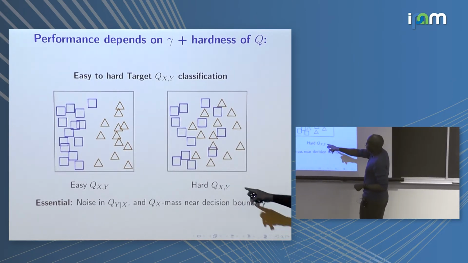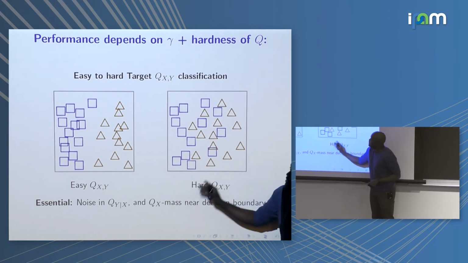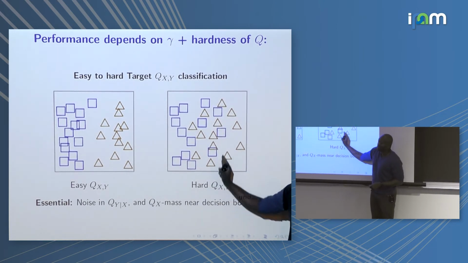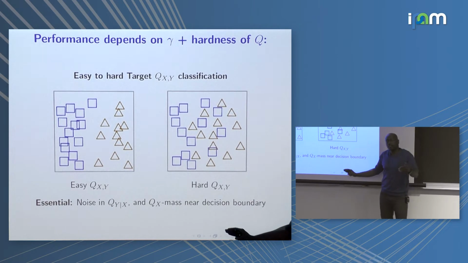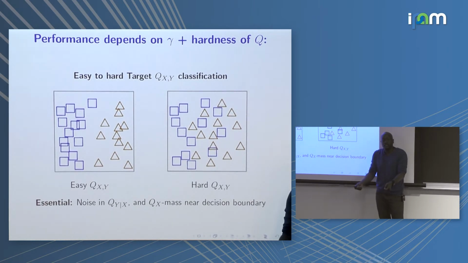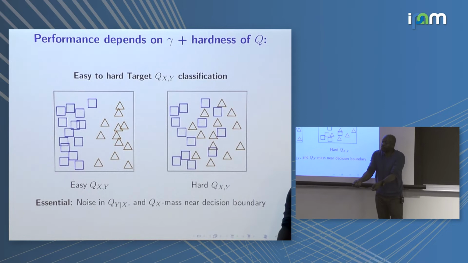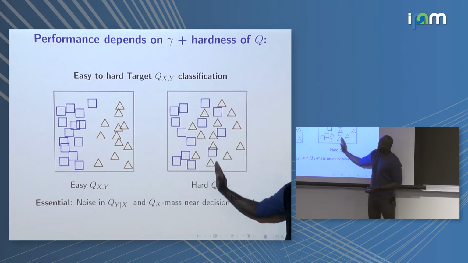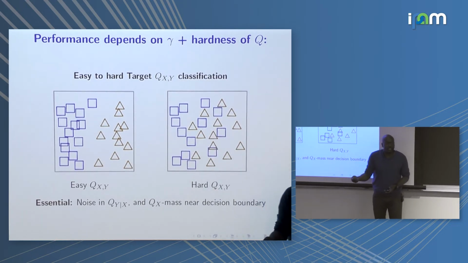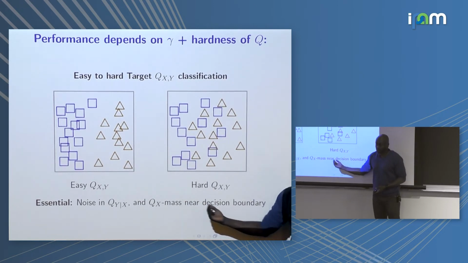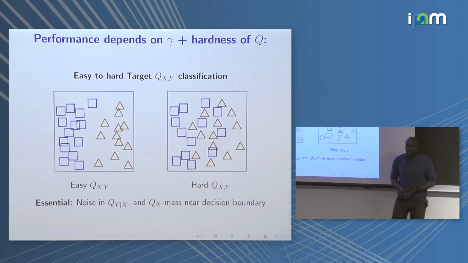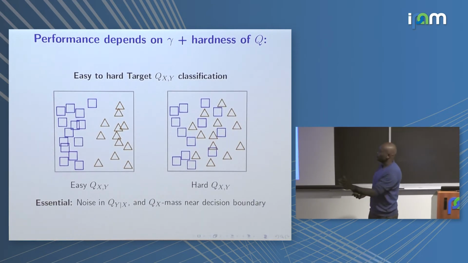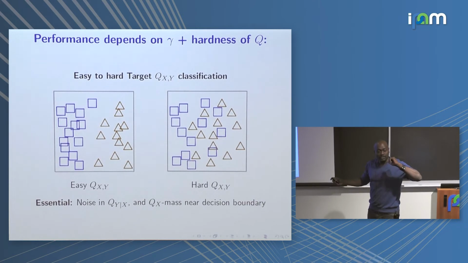And then the other important thing is how much mass Q is putting around the decision boundary. The reason is that we are in a statistical framework where we're only observing Q through a finite sample. So if we're observing it through a finite sample, it has to put enough mass around the right decision boundary so that we can observe the decision boundary. So all this is just a signal to noise ratio type thing in the end. Okay, so we parameterize this and we get a lot of different regimes of how hard classification is on top of gamma.